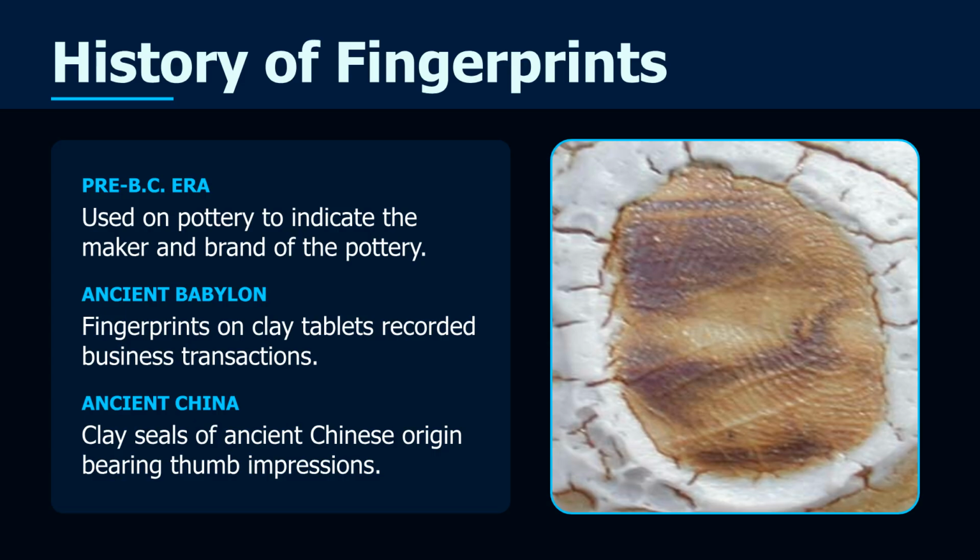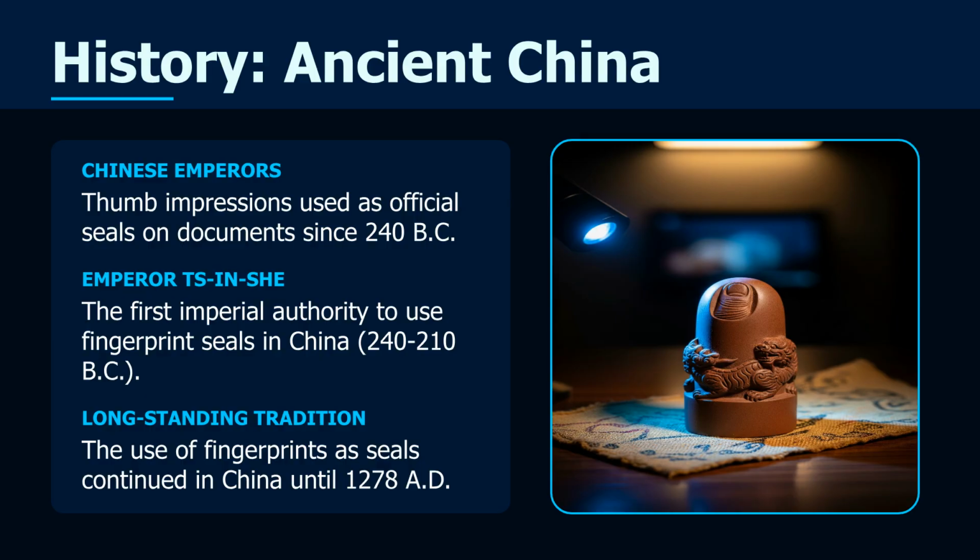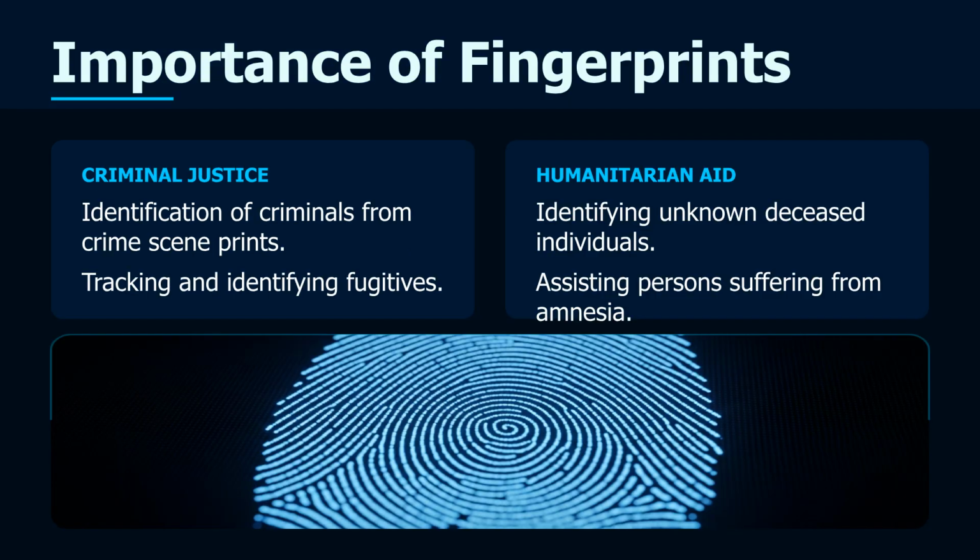The use of fingerprints dates back to the pre-BC era on pottery, in ancient Babylon for business transactions, and in ancient China on clay seals. In ancient China, thumb impressions were official seals on documents as early as 240 BC, a tradition that continued until 1278 AD. Fingerprints are vital in criminal justice for identifying criminals and tracking fugitives.